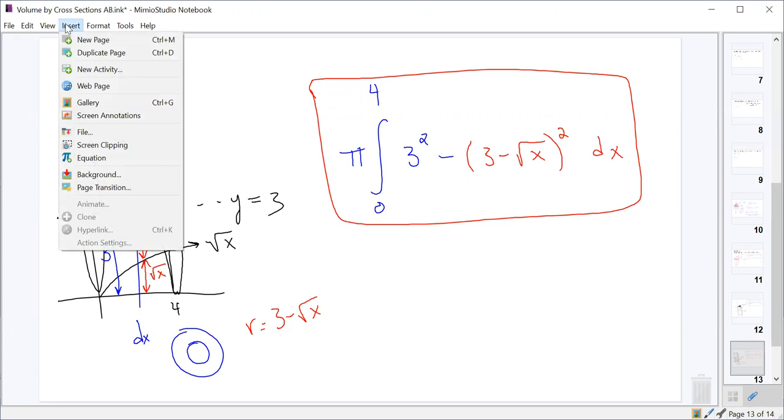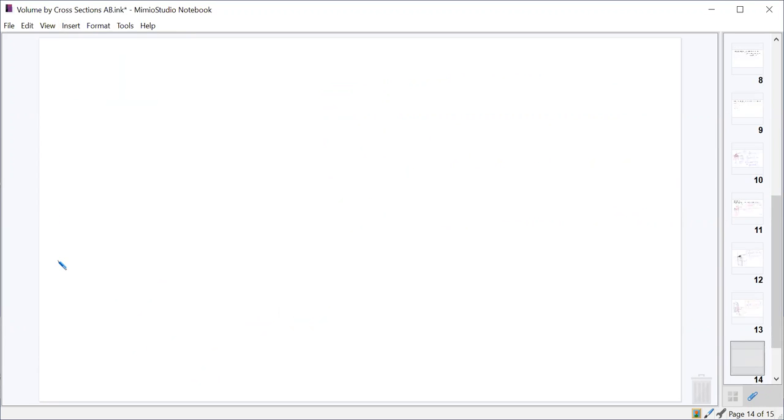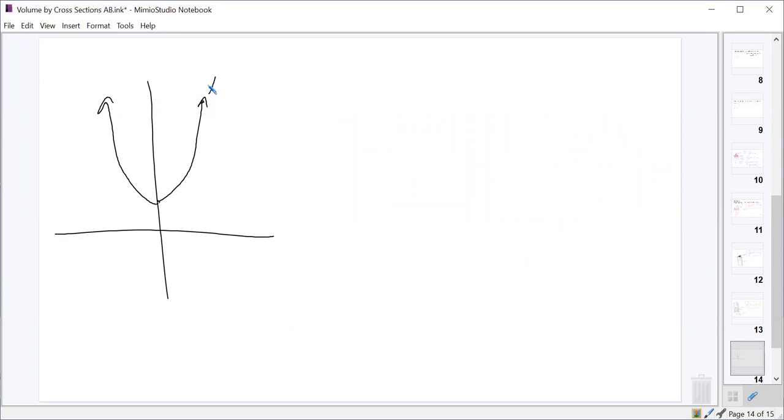All right, let's do another one. Let's take the region that is between x squared plus 1 and the square root of x. Let's go from 0 to 1. So here's 1, here's that region. Talking about this region right here. And let's revolve it around the line y equals -1.